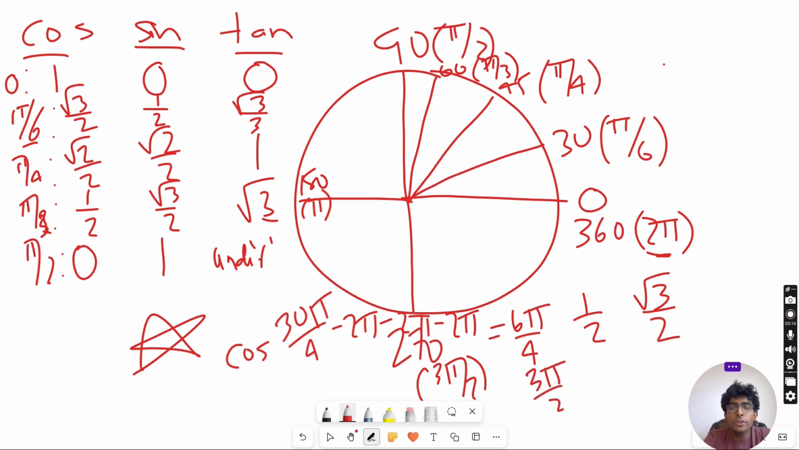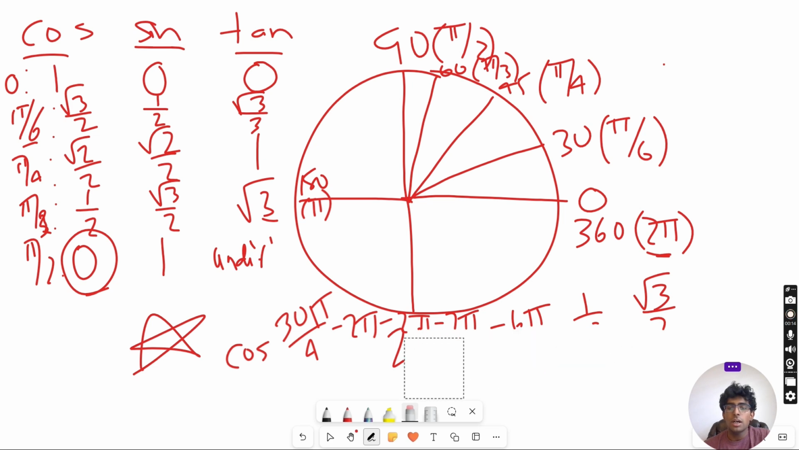What's cosine of 3 pi over 2? Our reference angle is pi over 2. It's going to be 0. Okay? So that is how you would work unit circle trig. Typically, if you're asked questions here, it's asking for cosine, sine, or tangent of a particular angle. Okay? So that is that.